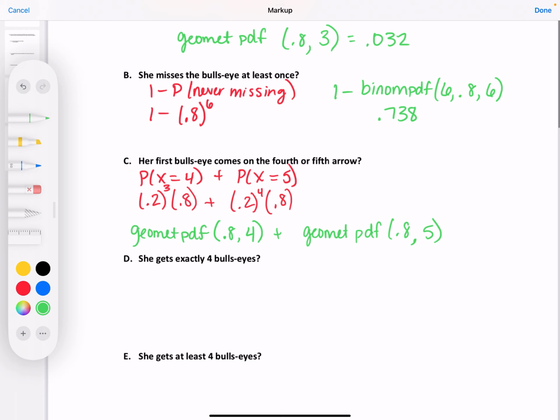So the first one is 0.006. Second one is 0.00. So then that ends up being 0.007, right?